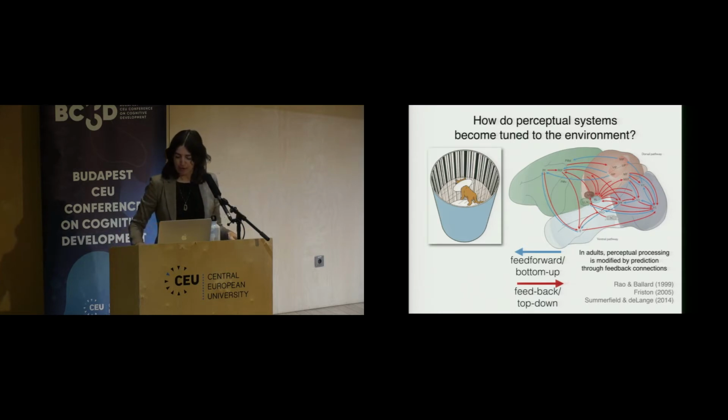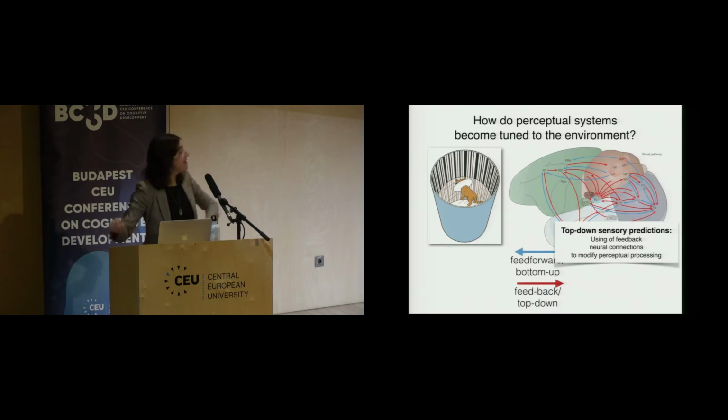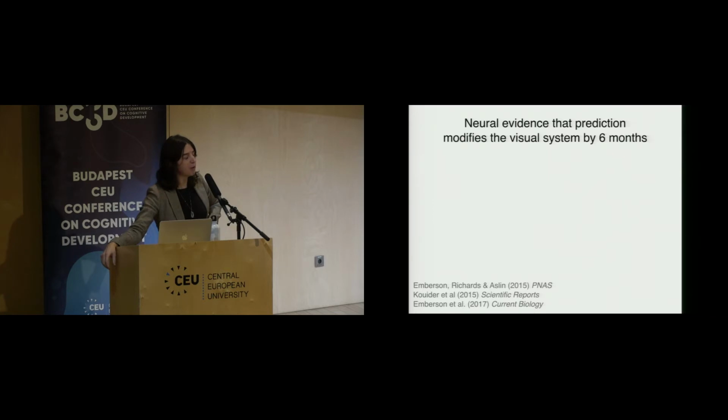However, starting as a postdoc, I decided to test this idea. And so the idea here is there might be top-down sensory predictions using feedback neural connections to modify perceptual processing. So this work started with some neural evidence, both from myself and Sid Crudier, among others, showing that there was evidence that prediction modifies the visual system starting by 6 months of age. And I'm just going to illustrate from the data from myself, because I'm more familiar with it, and also because it's from younger babies, but this work is all convergent.